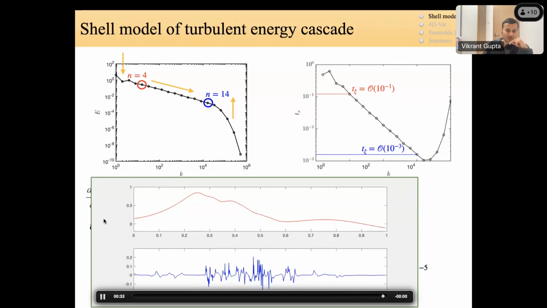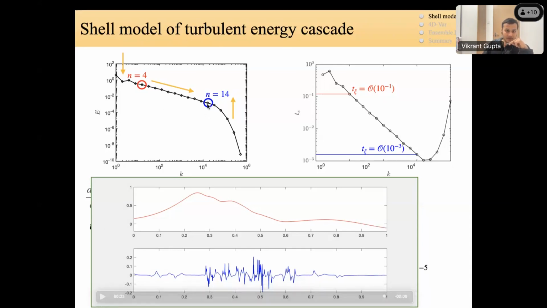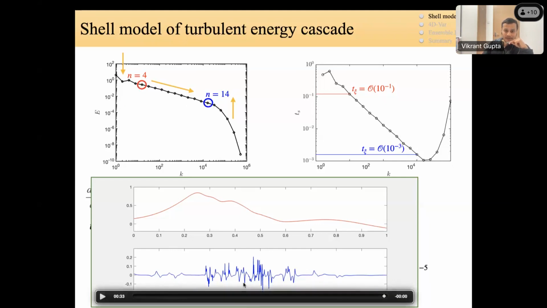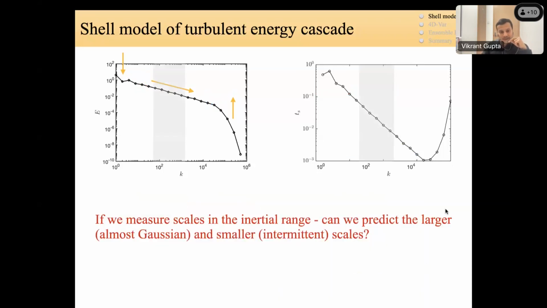A very important thing to note here is that even though shell number 14 on average has much lower energy, 2 or 3 orders of magnitude lower energy than shell number 4, these shells are still very important because whenever they have a burst, this burst is pretty much the same order of magnitude as shell number 4, and that causes basically backscattering and affects all the shells, even upstream.